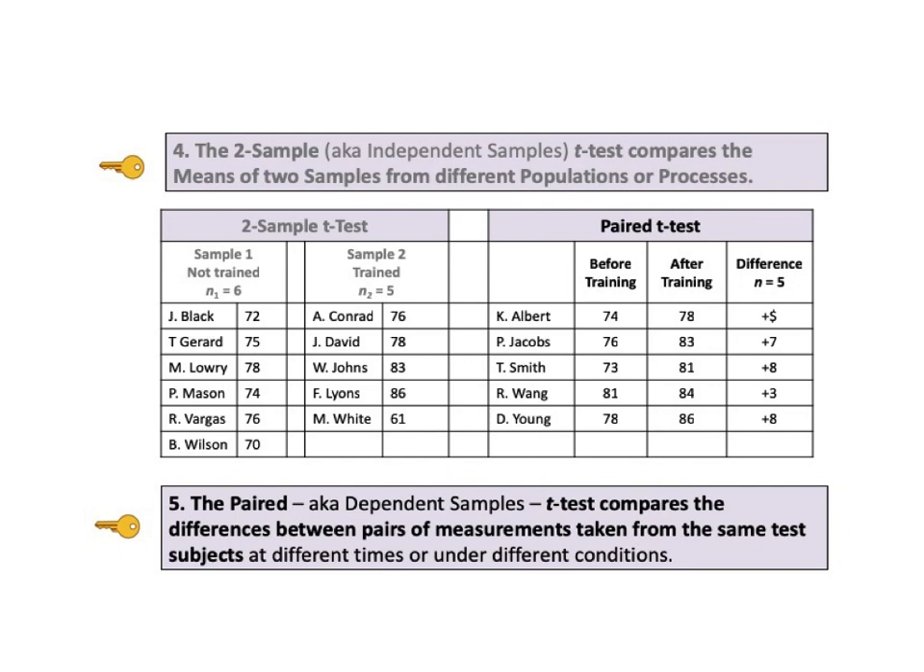On the right, we have only one population. For each worker, we compare the results before training and after training. This eliminates many of the possible additional factors that could come into play if we had two populations, like with the two-sample t-test.